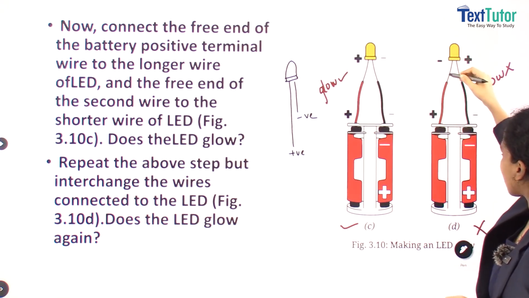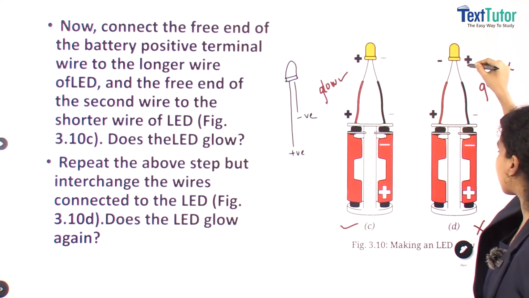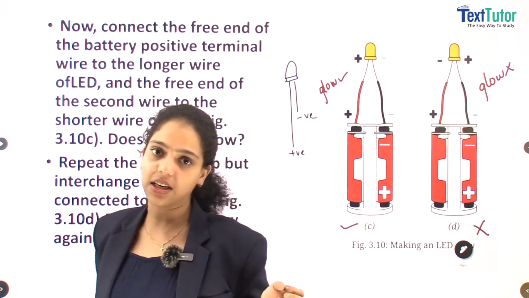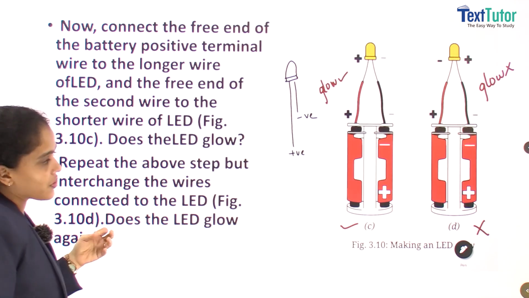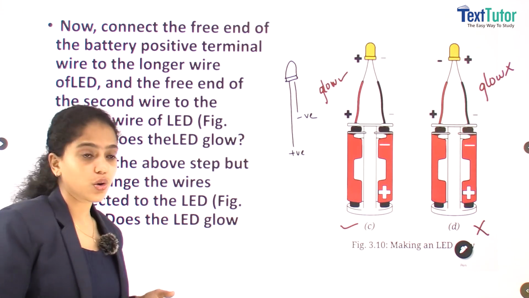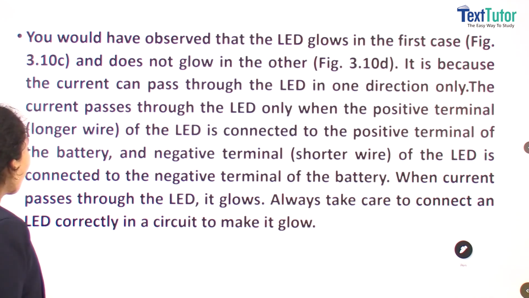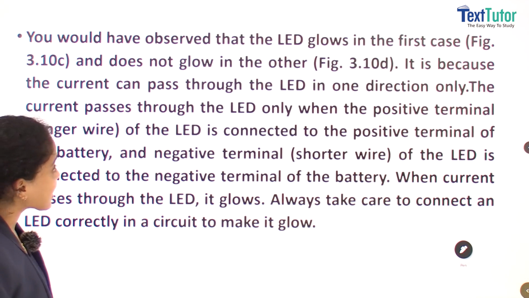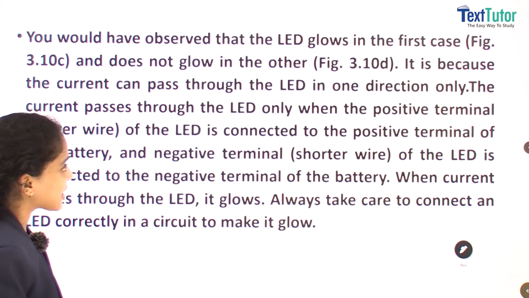Here it is interchanged. The negative and positive are connected together. Here also the positive and negative are connected together, which will not make the LED glow. Okay, you would have observed that the LED glows in the first case and does not glow in the other.